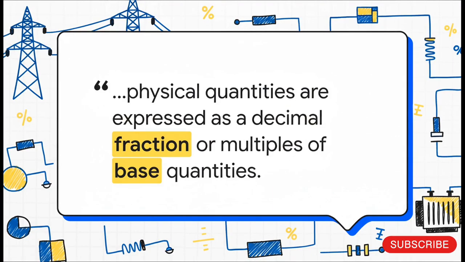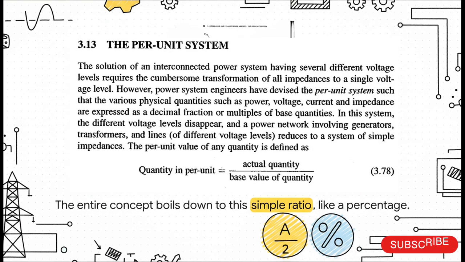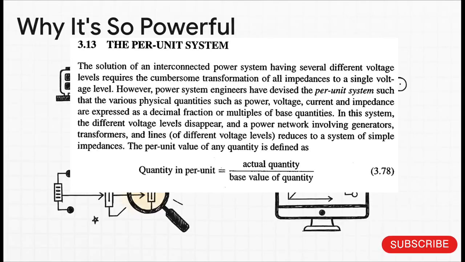And the solution they came up with is something called the per-unit system. It's this incredibly clever idea where you express all the different values, voltage, current, power, you name it, as just a simple fraction of some common starting point, a base value. It's actually super simple when you break it down. The per unit value is just the real value of something divided by that base value you chose. You can think of it just like a percentage, but written as a decimal. So instead of saying 50%, you'd say 0.5 per unit. That's it.